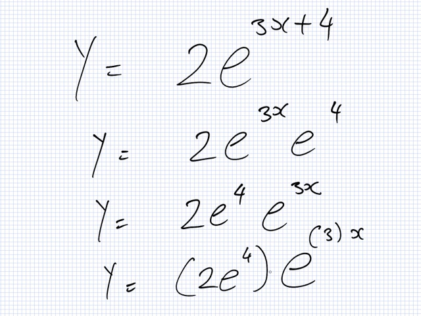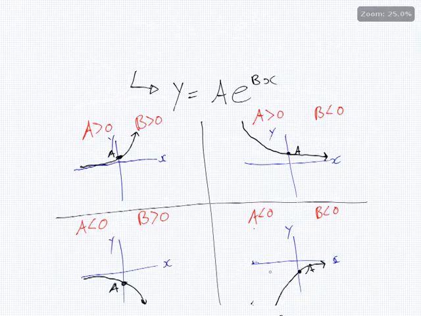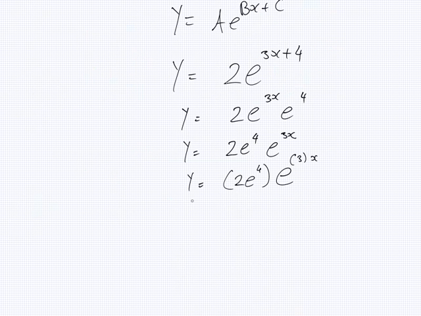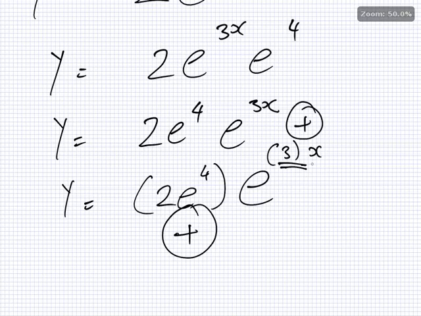So which of the 4 graphs is it? The 1, 2, 3, or 4? It'll be 1, because this is a positive and this is a positive. How do you know it is positive? The number in front of the x is positive, and that's all we care about. So because this number is positive and this number is positive, it'll be the first type of graph, like the original.